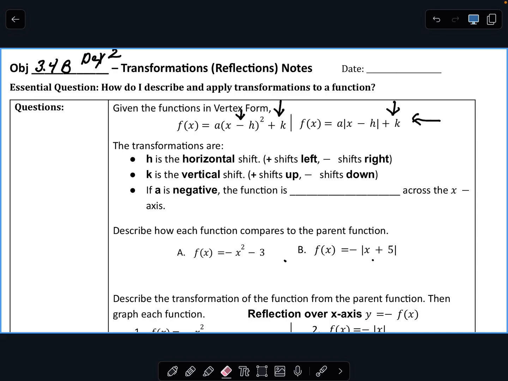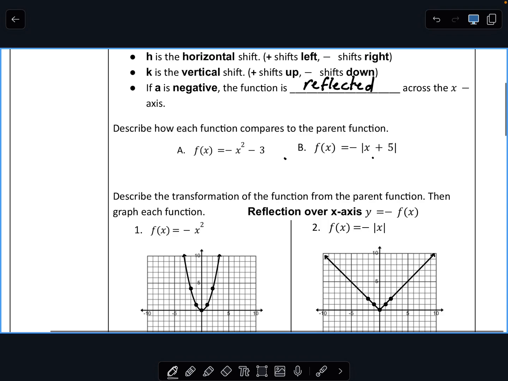But when we're going to talk about a reflection, we're talking about whether or not A is positive or negative. If A is negative, the function is reflected across the x-axis, okay? In other words, it flips. So think of it like when you stand and you look at your reflection in, let's say, a pond or a body of water, you are reflected. You are opposite.